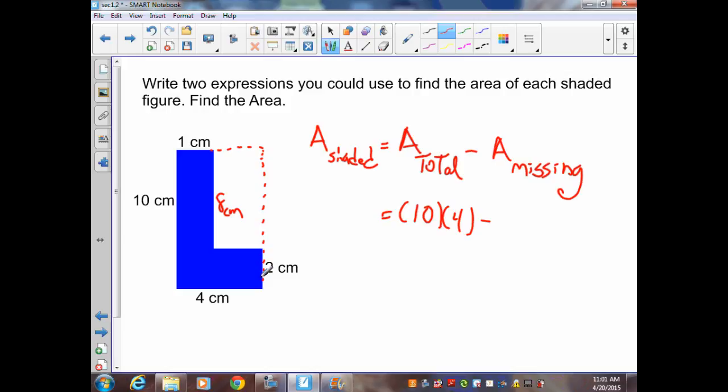10 minus 2 is going to give me this piece. And now, 10 minus 2 is 8 centimeters, and I know the whole length is 4, but I only want this piece here. And this is 1, so 4 minus 1 gives me 3 centimeters. So the missing piece is 8 by 3.